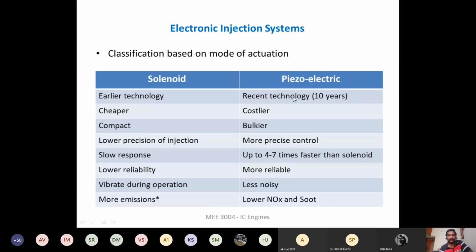So piezoelectric is the latest one. This is the most complicated system, it is bulkier in size, and cost wise it is also costly compared to the solenoid fuel injector. Whereas the fuel injection is very precise and reliable, and the rate at which the fuel is injected is very fast, right? Response is very quick. This is less noisy, and thereby the combustion is almost complete, and the emissions are also comparatively lower. So that is why we go for this piezoelectric type fuel injector.